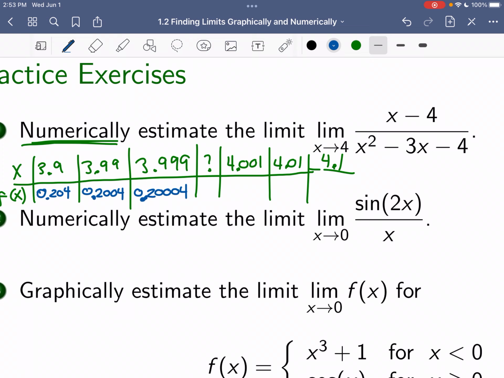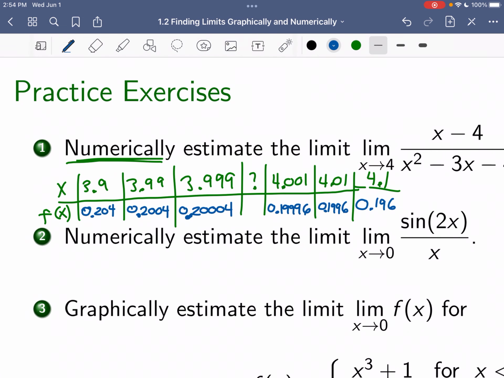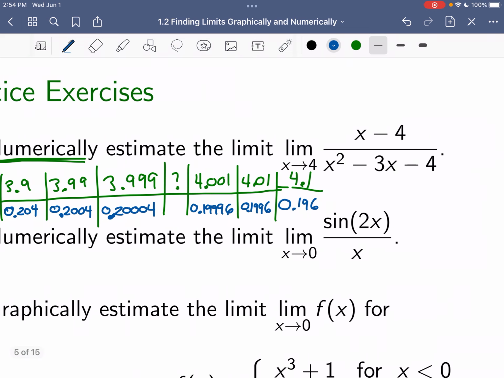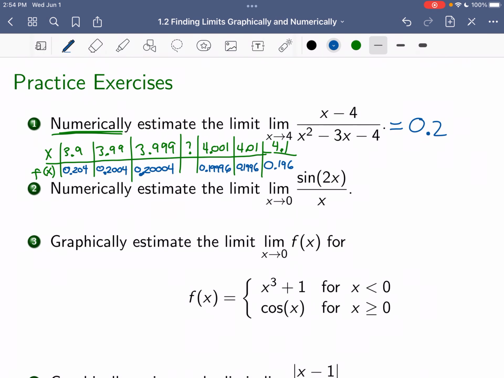So if we were to plug in 4.1, we'll have 0.196. And then 0.1996. And there, it also appears as if our function values are getting closer and closer to 0.2. So it appears as if this limit is approaching 0.2. So that was a numerical estimate.